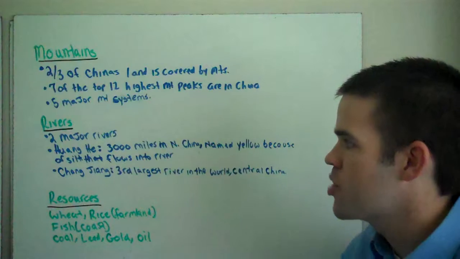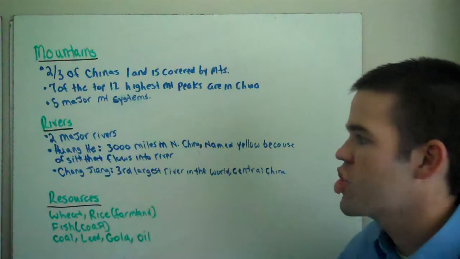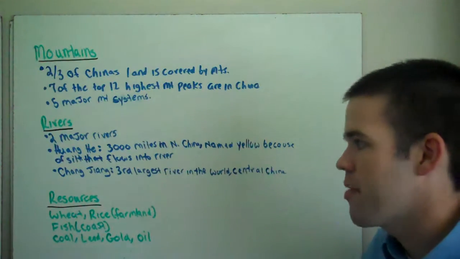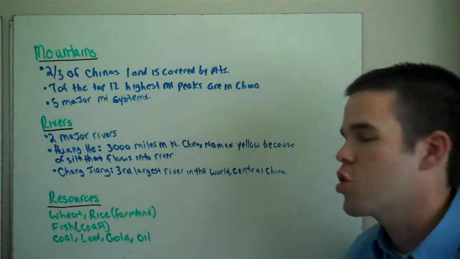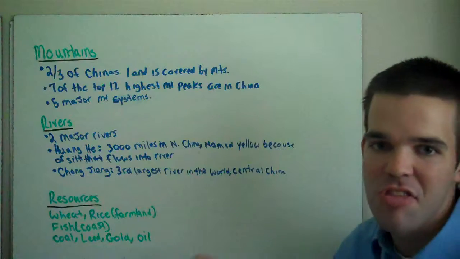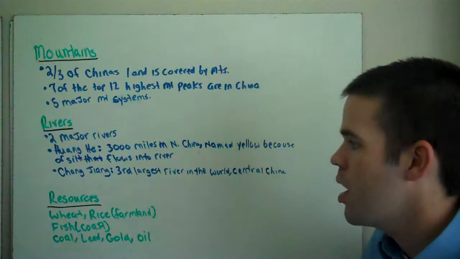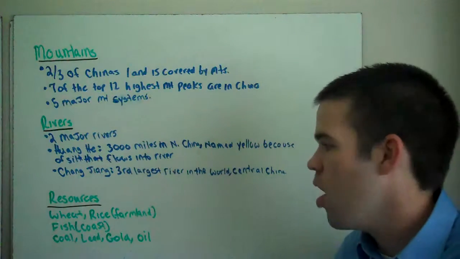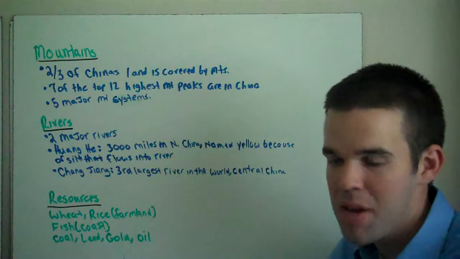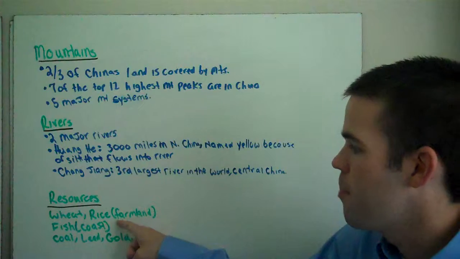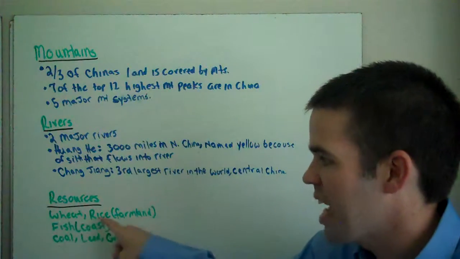The final major river in China is called the Chang Jiang River or the Yangtze River. It is the 3rd largest river in the world. It is located in central China. Remember that it is the 3rd largest river in the world. Main resources that China is home to: wheat and rice. Rice is the common one. That is what most farmland grows, wheat and rice.